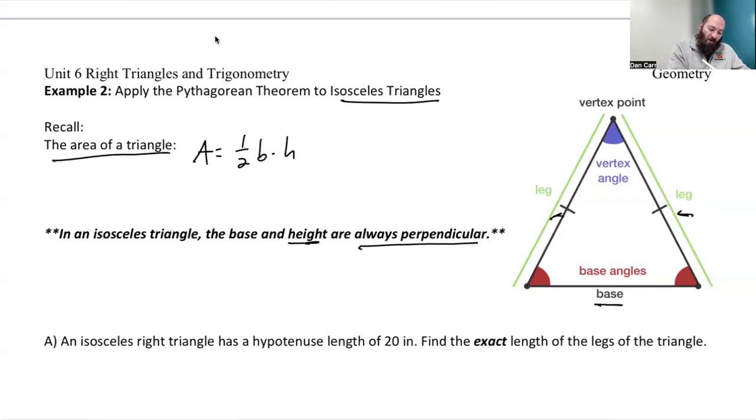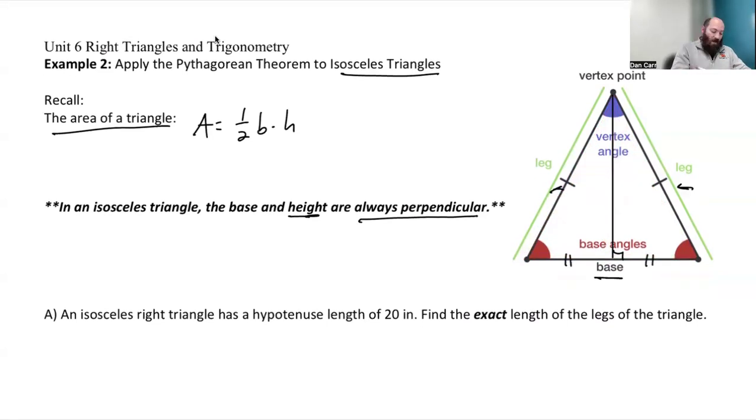The height of this triangle does a couple of things. First off, when I draw the height in, it is perpendicular to the base. It also splits up the base into two equal pieces. So what I get is actually two identical right triangles here and here. So knowing that I can create a right triangle out of this, that's what I'm going to use to find this. An isosceles right triangle has a hypotenuse length of 20.